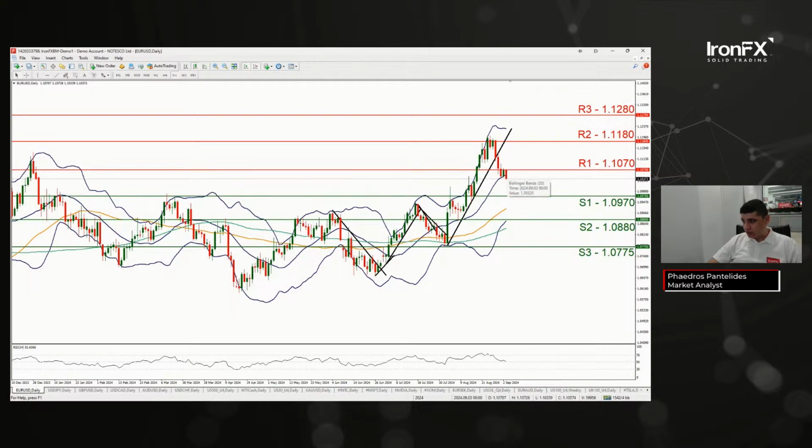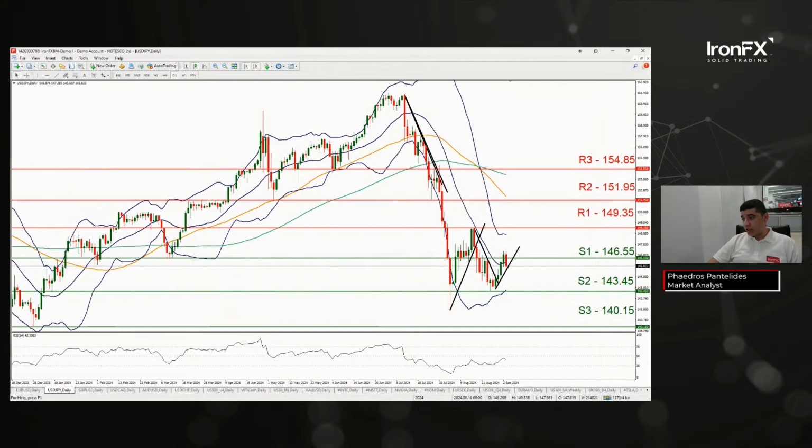This candle in particular has broken below the mid range of the Bollinger Bands. So my first scenario is a bearish outlook for the pair, targeting S1. If it fails to break below S1, then I might consider a sideways bias between S1 and R1. But for now, I would maintain a bearish outlook for the euro against the US dollar.